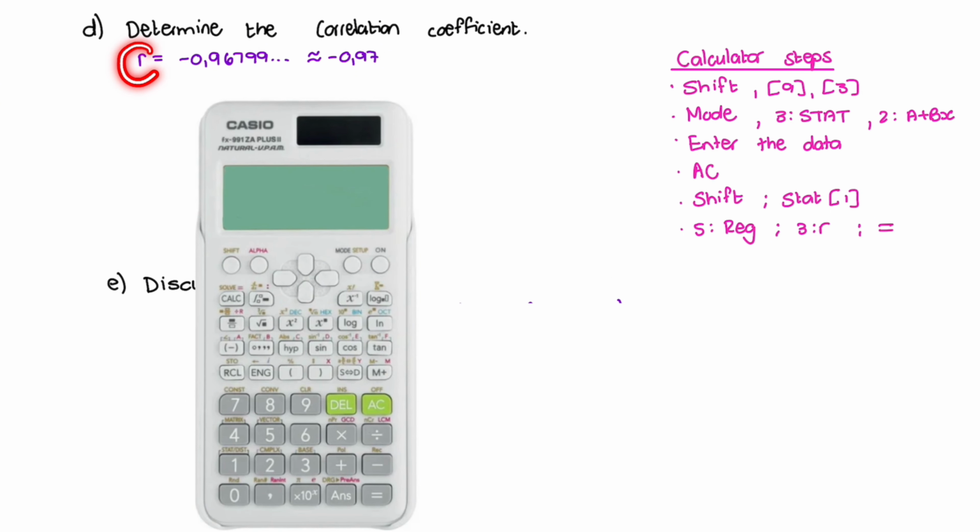So the correlation coefficient for this data is negative 0.96799, and you can round it off to negative 0.97.